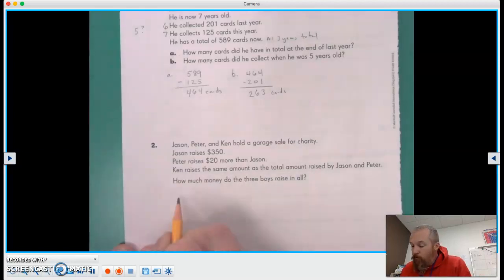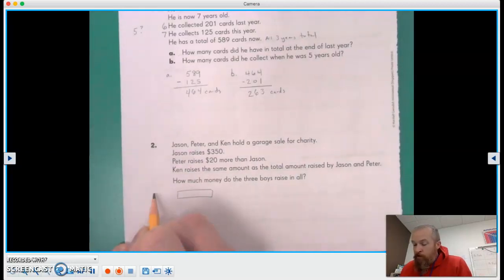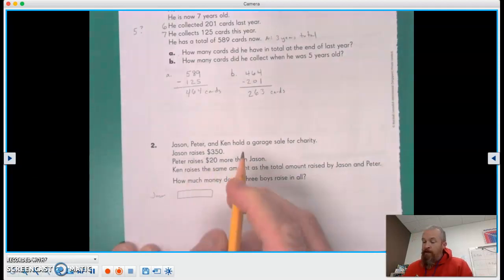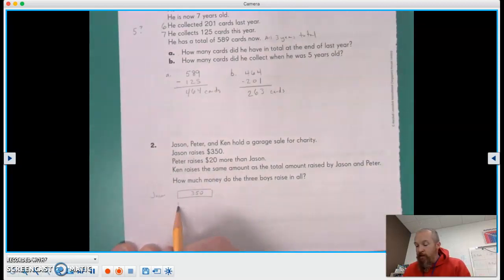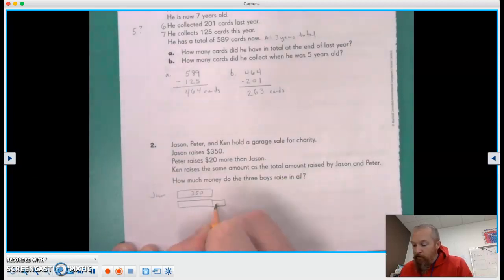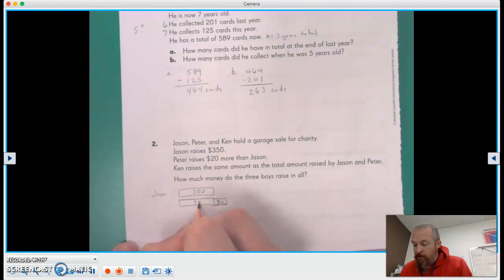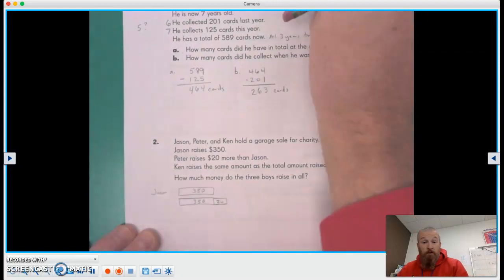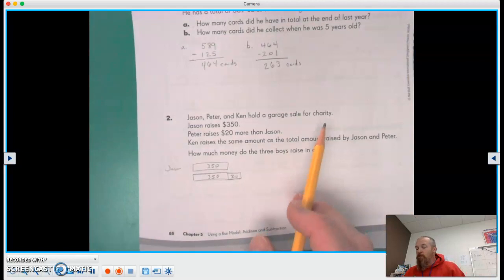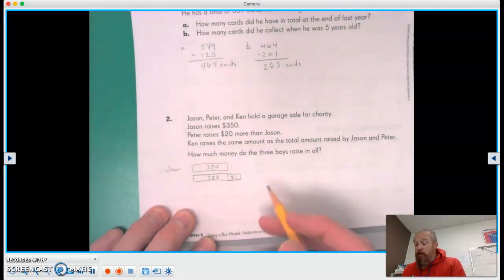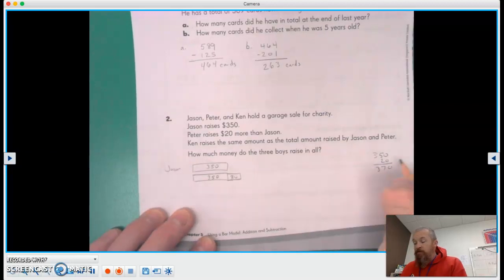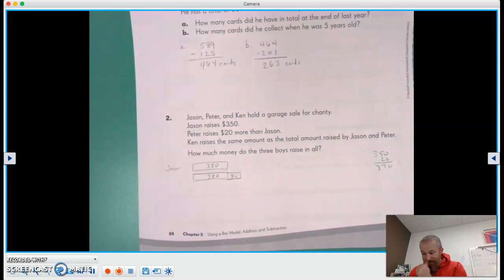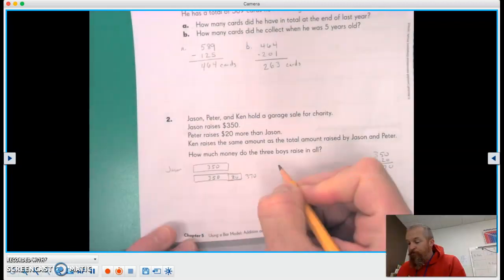Okay, so Jason raises $350. Peter raises $20 more than Jason. So that would mean he raises the 350 plus another 20, right? So how much is 350 plus 20? That's 370, okay? I'm going to put 370 there.